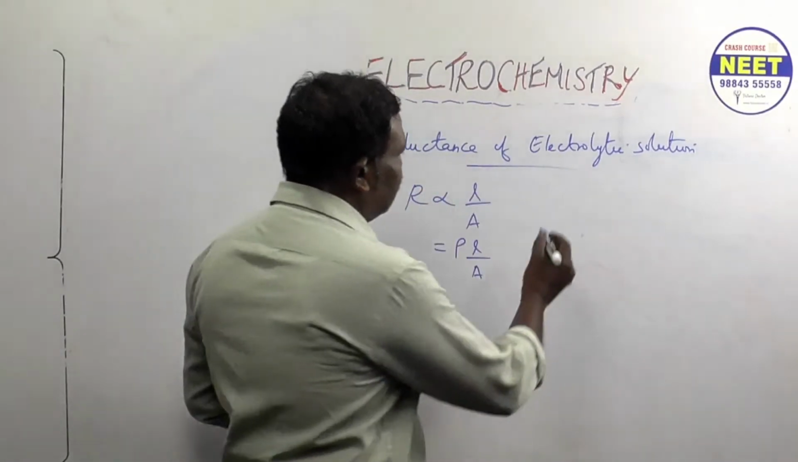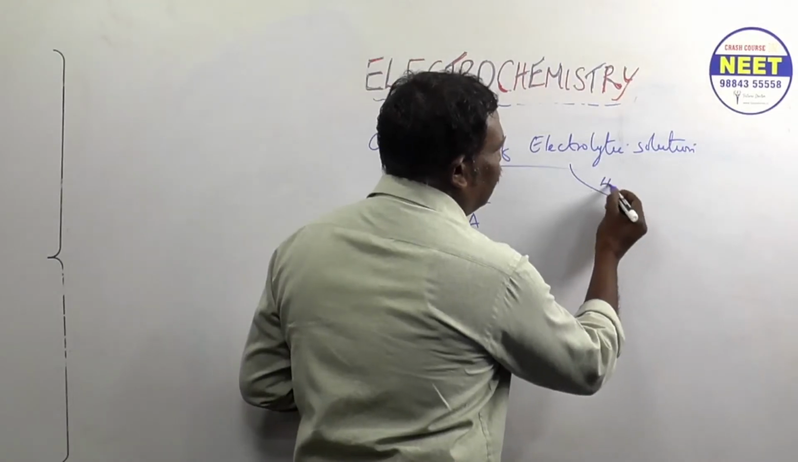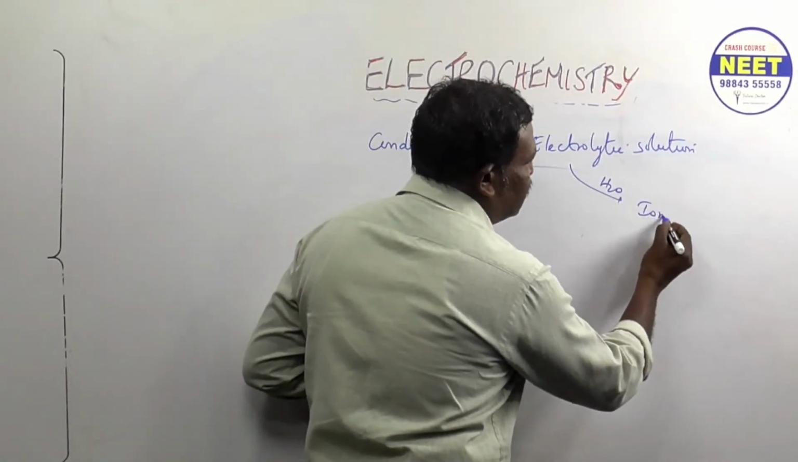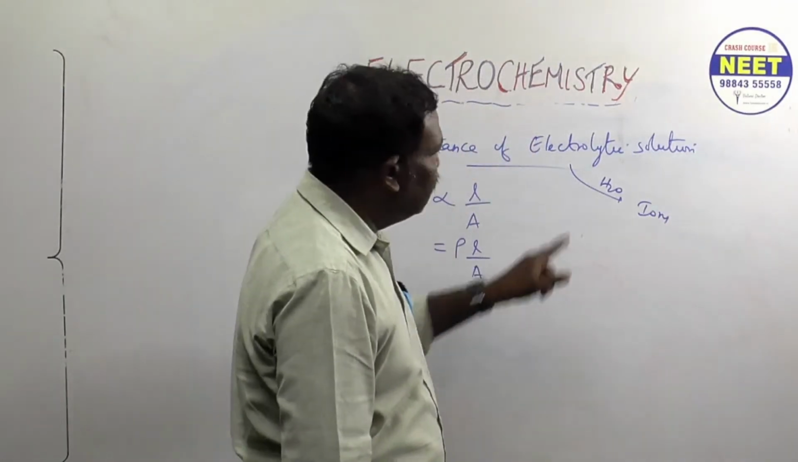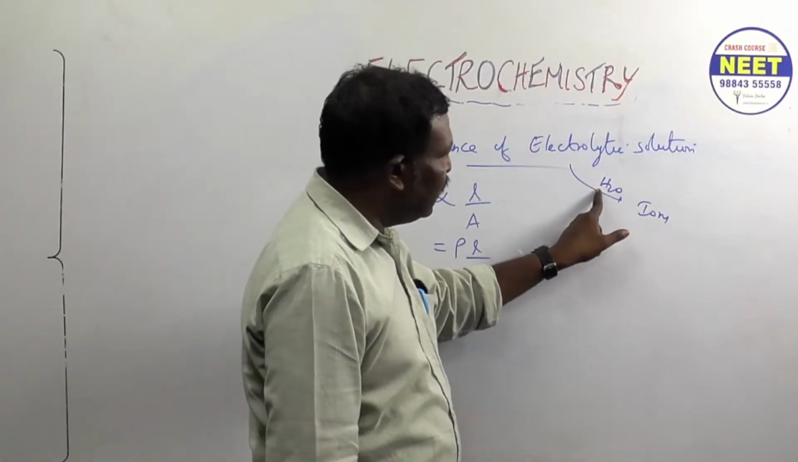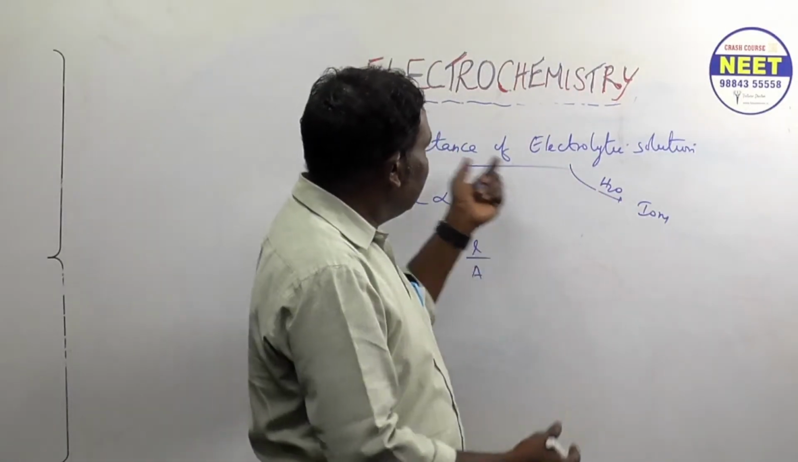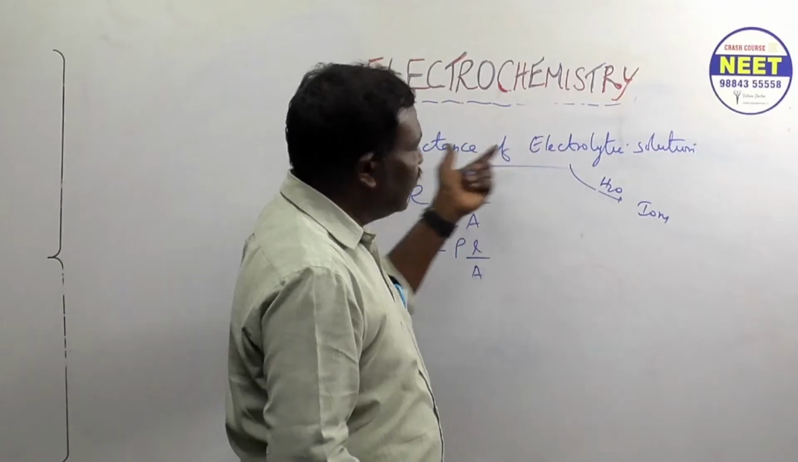Any salt, when dissolved in water, must give what? Ions, no? It must give ions. That's called an electrolyte. Any salt, when dissolved in water, must give ions. It's called an electrolyte. Now we are going to study conductance, how the electrolyte will conduct electricity.